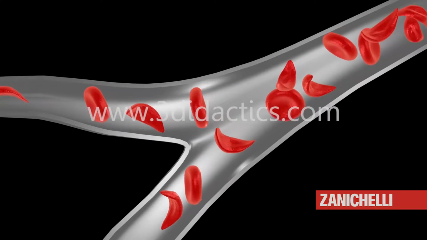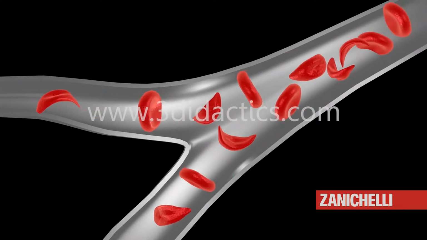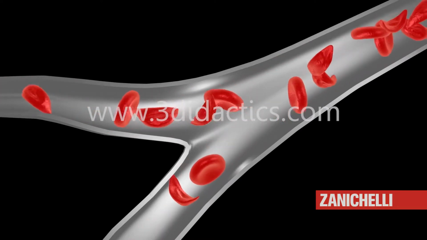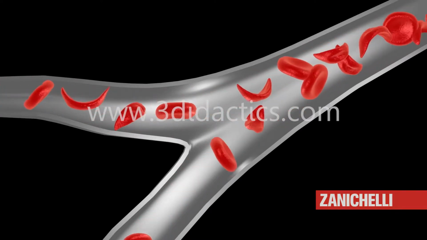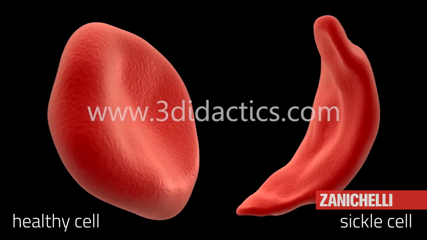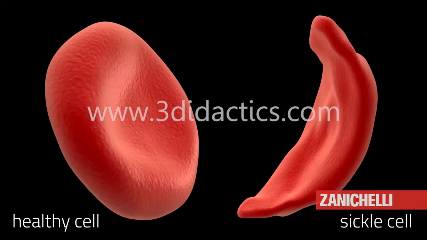Hemoglobin is the protein in red blood cells that carries oxygen to the tissues through the bloodstream. In sickle cell anemia, a change in a single amino acid of hemoglobin causes the deformation of the red blood cells. Let's find out why.